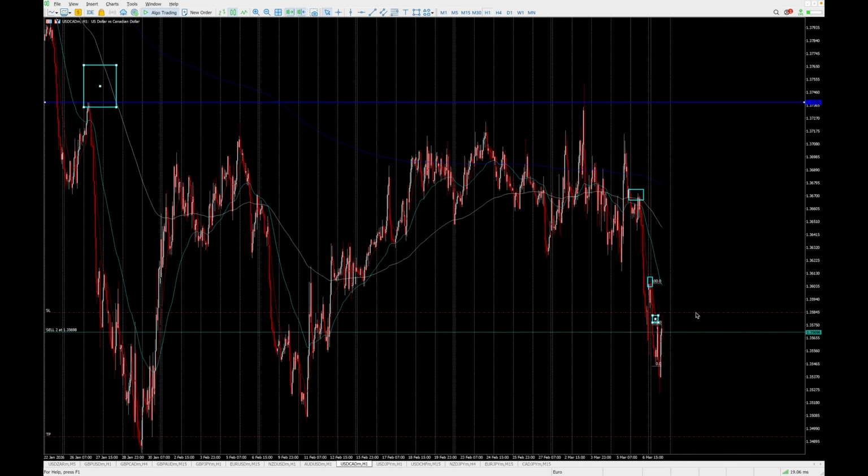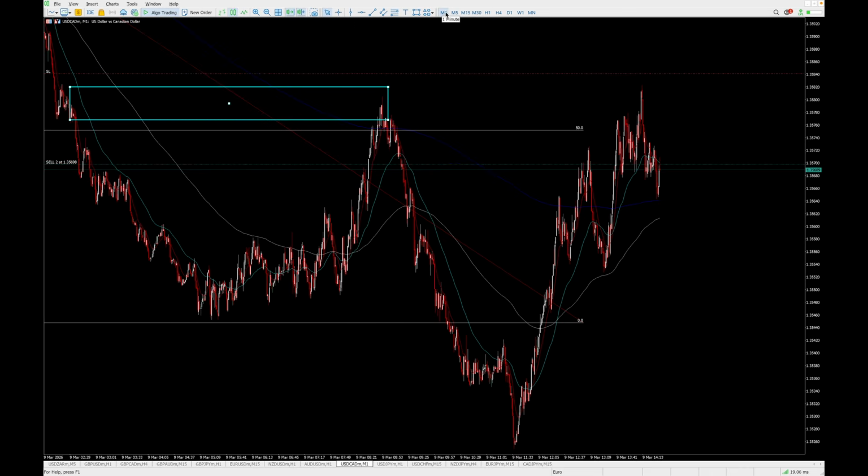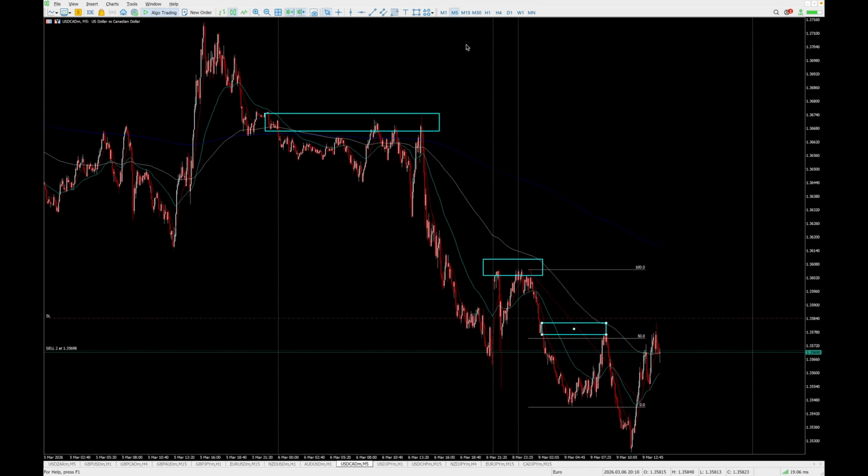So we are risking 14 pips here, and we are targeting these lows, and we are looking to take our profit at about 76 pips. We'll see how this one goes. Remember, our motto is one trade at a time.